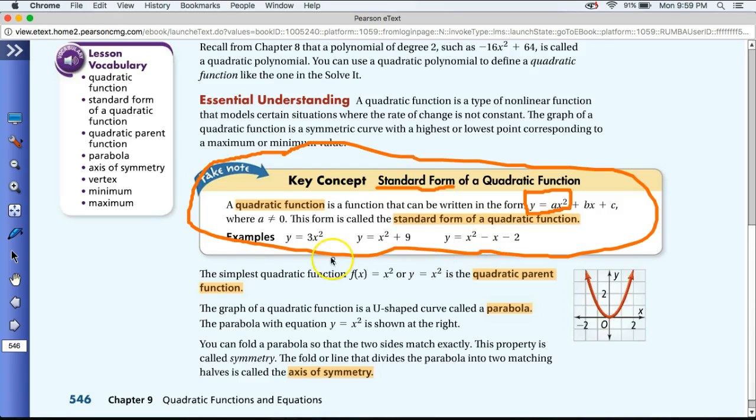Okay. There is something called a parent function, which it says is the simplest quadratic that there is. So simply y equals x squared is called a parent function.